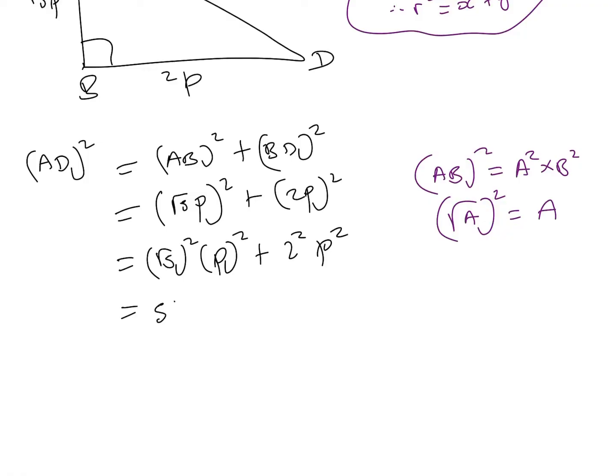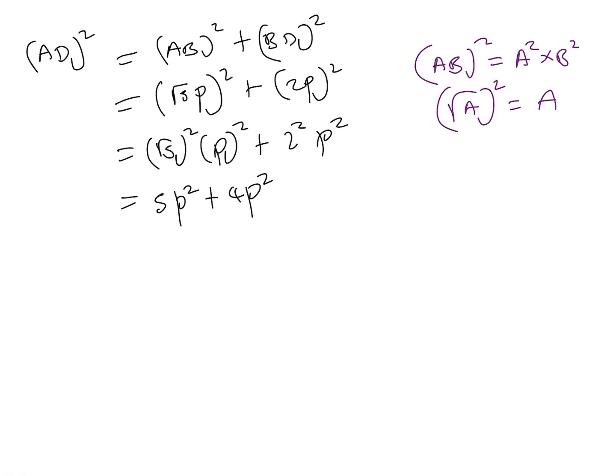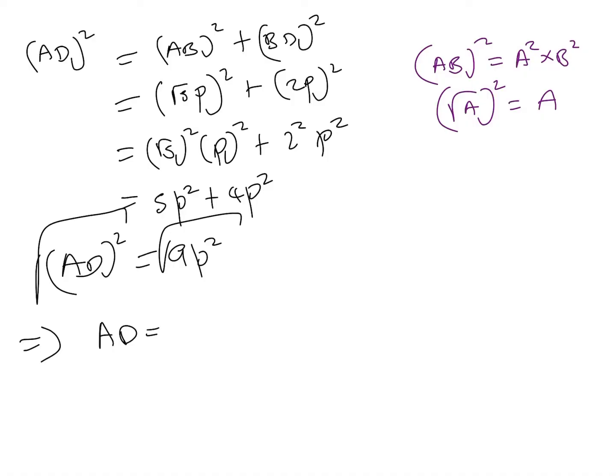So this is equal to 5p squared. This is equal to 4p squared. And 5p squared plus 4p squared, that is 9p squared. So AD squared is equal to 9p squared. So this implies that AD is equal to, if you put a square root on both sides, square root of 9 and square root of p squared.